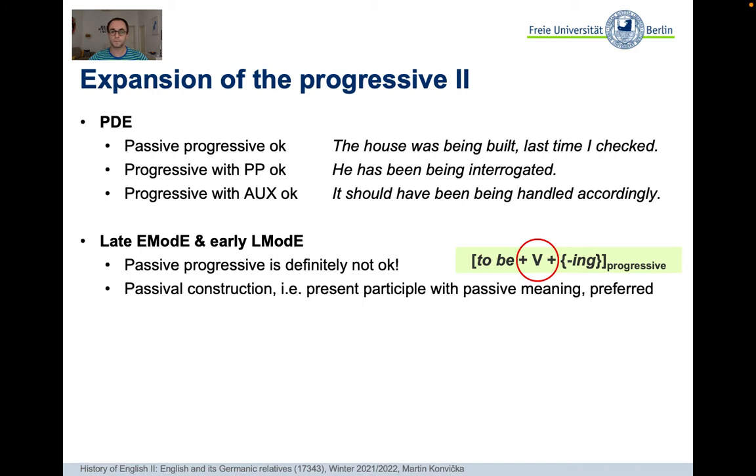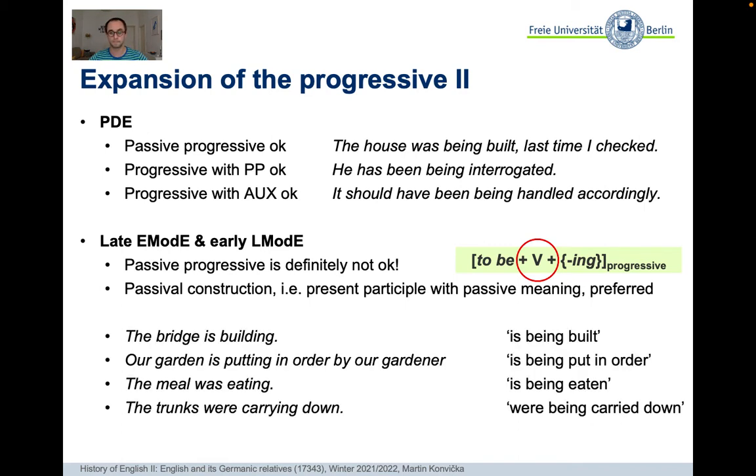But this is not something that was always the case, right? And this is what we're going to have a look at now. In the early modern English and late modern English period, for example, the passive progressive is absolutely not okay. Instead, what is used is the so-called passival construction, which is basically a present participle with passive meaning.